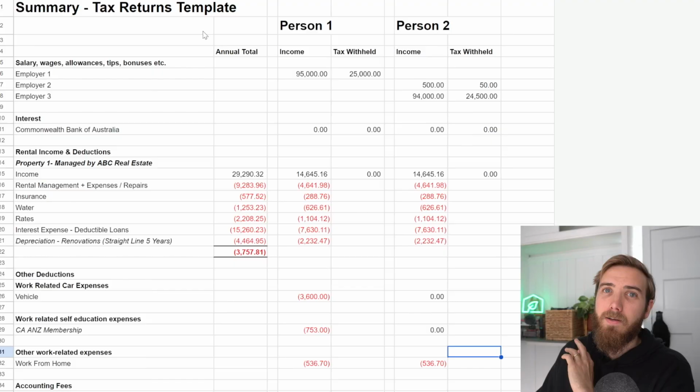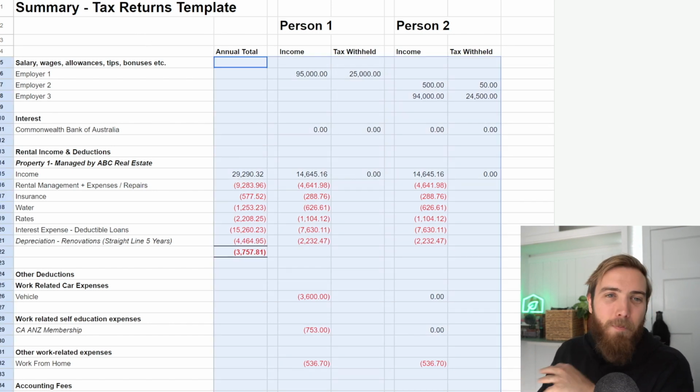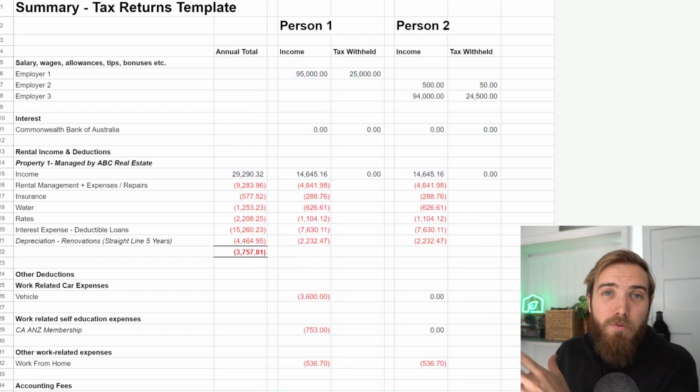So let's dive into today's spreadsheet, which you can use to manage your tax affairs and make sure you're maximizing your deductions, whether they're for yourself as an individual or for your investment property. This is the exact structure that Emily and I use for each financial year. Now, the numbers in here don't reflect our personal tax returns. We've deleted all those numbers. These are just example figures for you to punch in your own numbers when you want to.